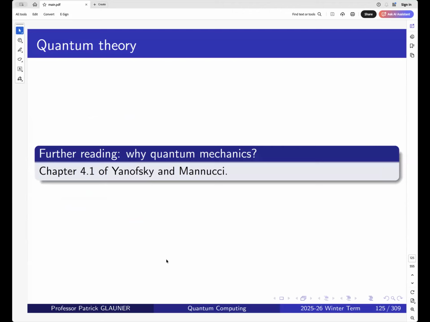Obviously, this is not a physics course, and we will not discuss quantum theory all semester, but rather we try to exploit quantum theory for computational purposes. And why is quantum mechanics so interesting? We've mentioned it a few times in this course, and the book provides more details in case you want to learn a bit more about the foundations of quantum mechanics.